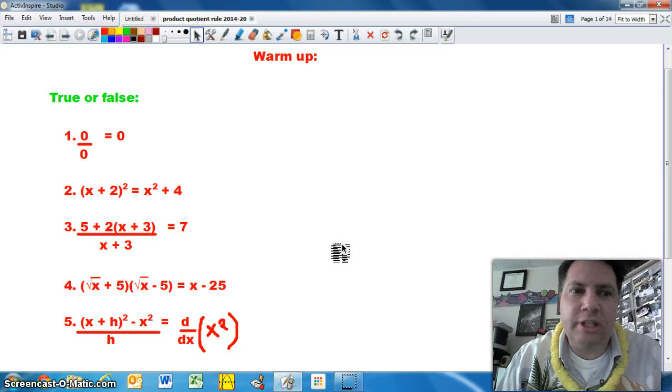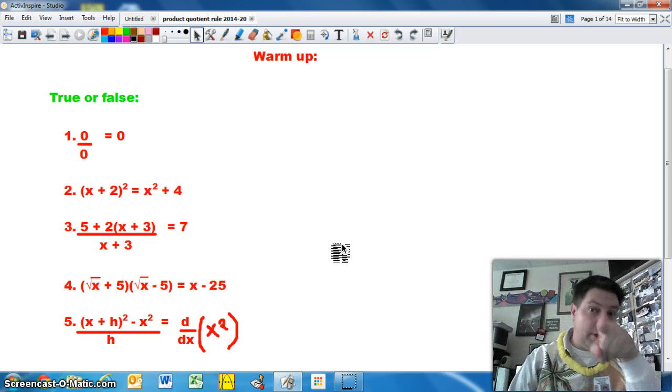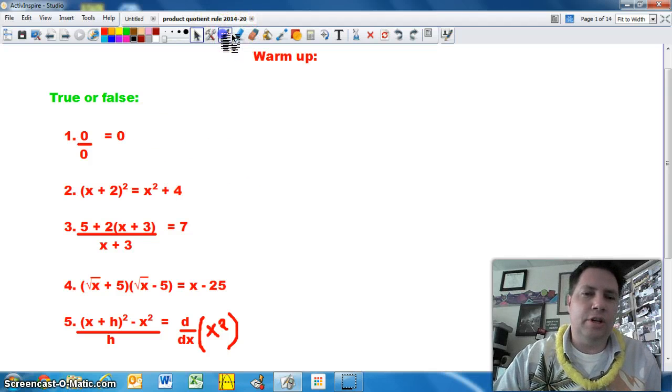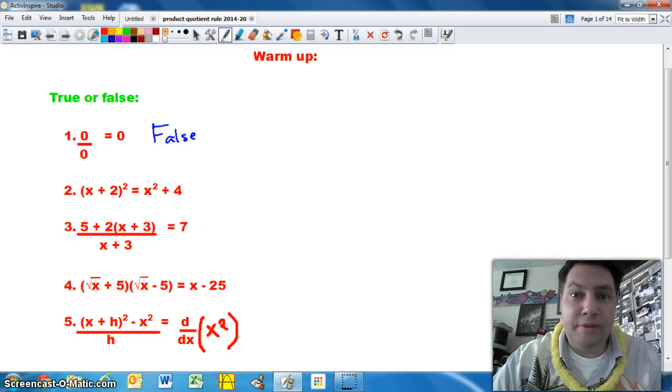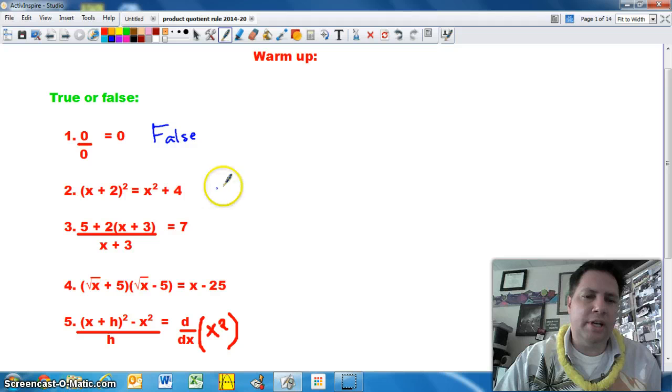So, first question. 0 divided by 0 is equal to 0. True or false? What do you think? Yeah, I see you looking at me right there. Well, the correct answer is false. And I have a feeling somebody said 0 divided by 0 is, well, you can't make a conclusion. You got to do something else. It's an indeterminate form, so we don't know what it is.